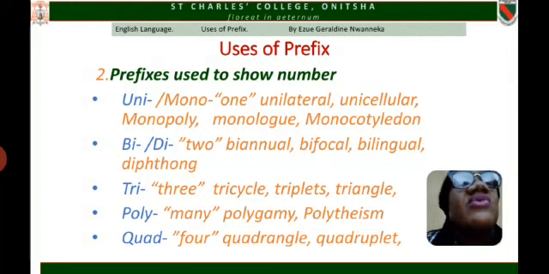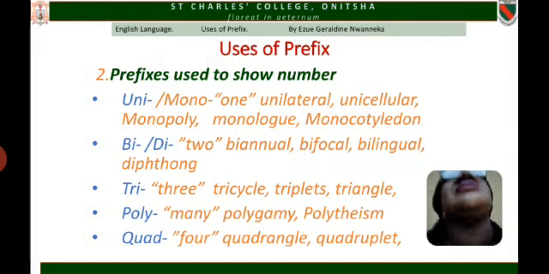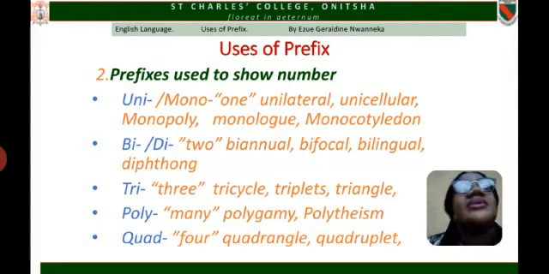And we have words like biannual, that is something that happens every 2 years. Bifocal, bilingual, and diphthong. Diphthong means 2 sounds. Then we have tri, which means 3. And we have examples: tricycle, triplet, triangle, tripod, and so many of them.